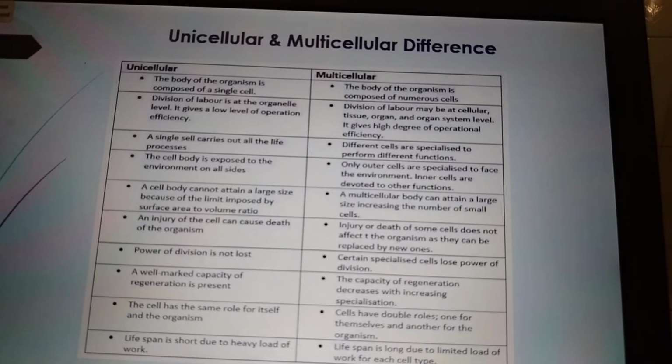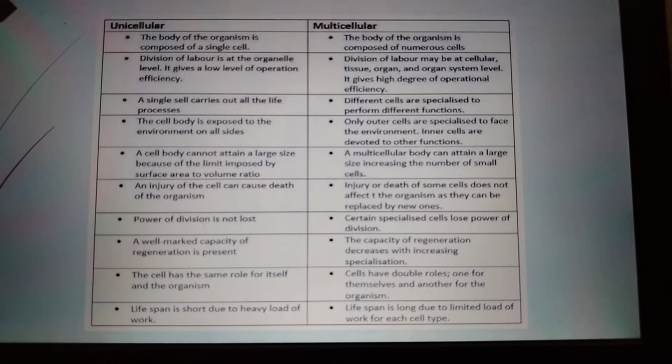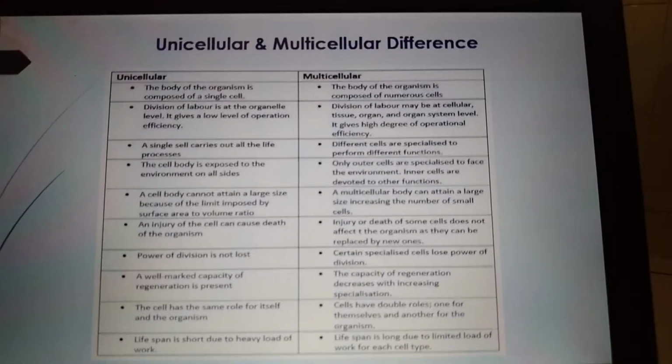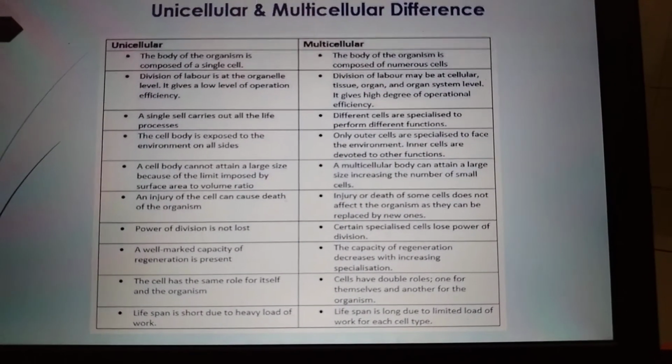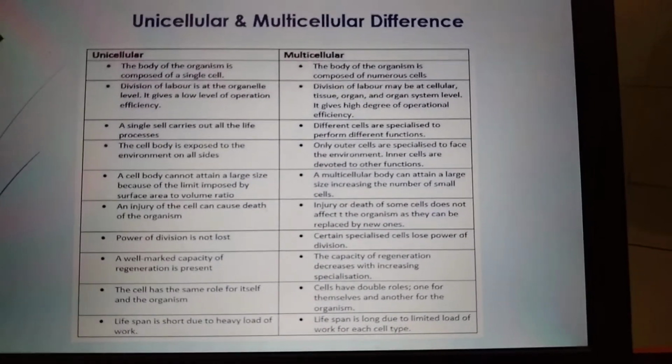Then the lifespan is short in unicellular, and in multicellular the lifespan is long. So there are many more points, you can take the main important points, and you can frame any 5 to 6 points for your distinguish or the difference between the unicellular and multicellular.